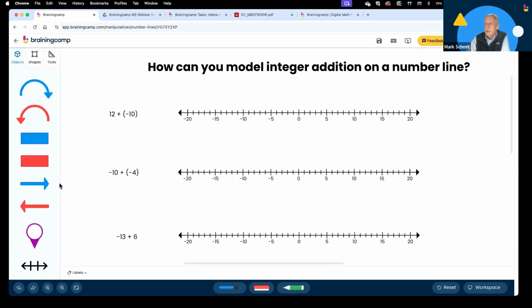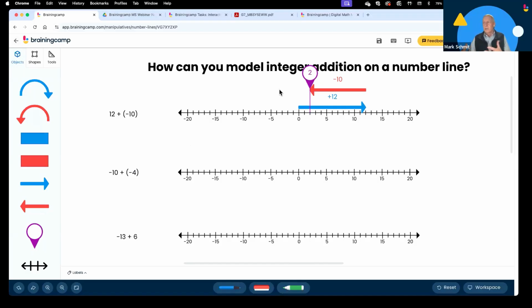I'm going to use these tools over here. We've got 12 plus negative 10. I'm going to call it a vector and place it up there. I'm just going to stretch it out to have a length of 12. Then I'm going to take the red vector, which is going in the opposite direction, and start it where 12 ends. Now I can identify that sum. I'm going to take this marker, drop it there, and I can see that I get a sum of 2.